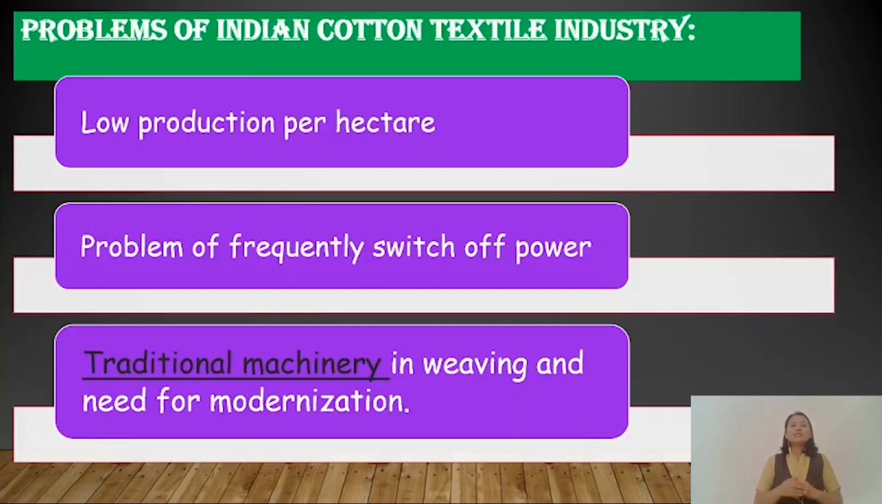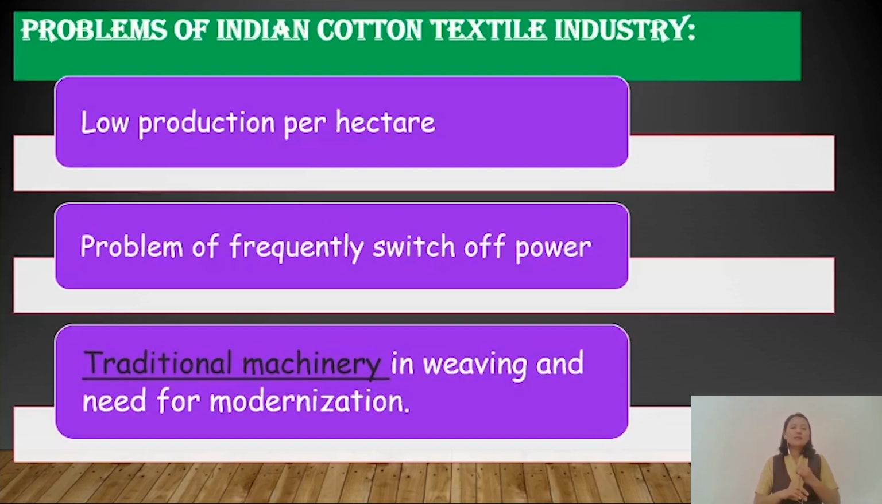Even though cotton textile industry are blooming or it's getting advanced day by day, but still there are lots of challenges faced by Indian cotton textile industry. Number one is low production per hectare. According to the land size, they are not able to produce in a very large number. Production per hectare means, hectare means it is a 2.4 acre. We are talking about the size of land 2.4 acre.